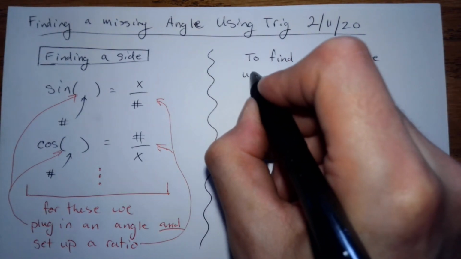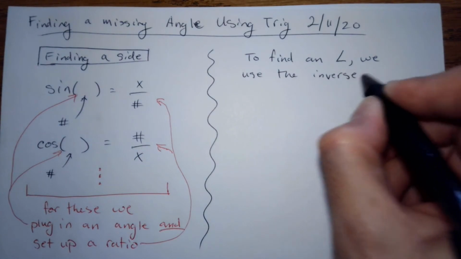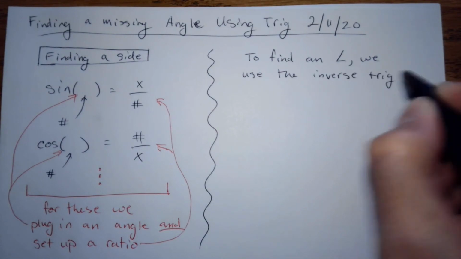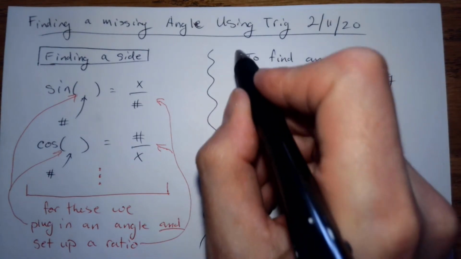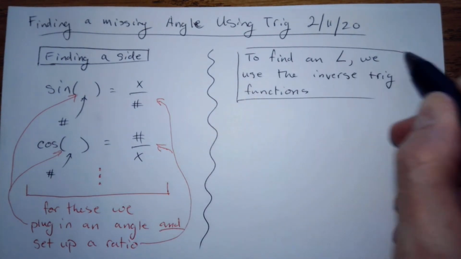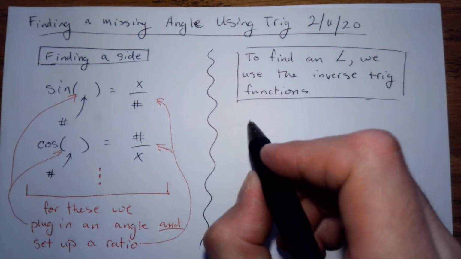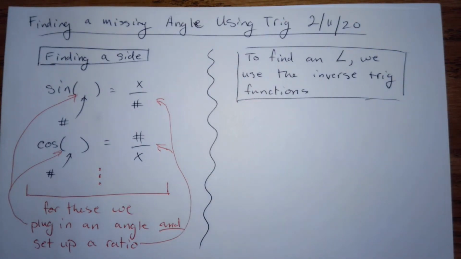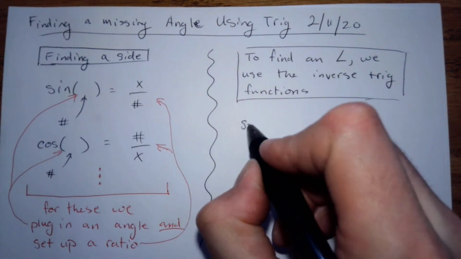To find an angle, we use the inverse trig functions. And I will show you what they are, and I'll show you what they look like on the calculator too. So to find an angle, like a missing angle, we use the inverse trig functions, which look like this.